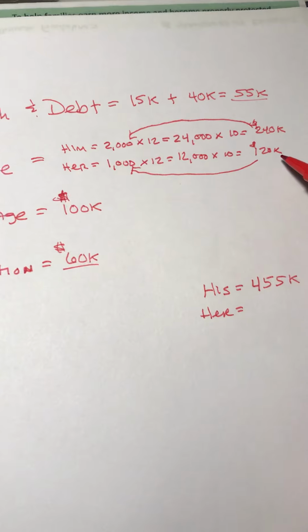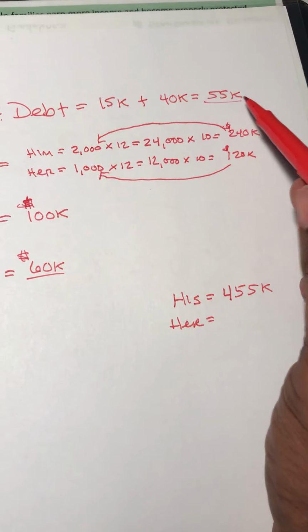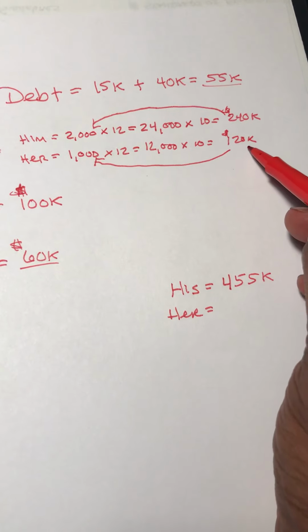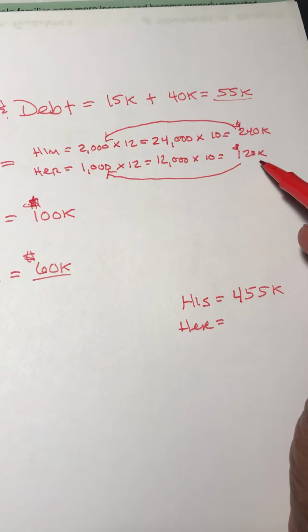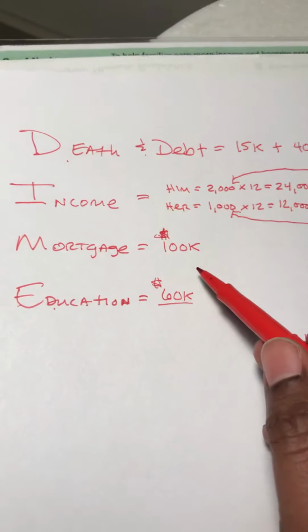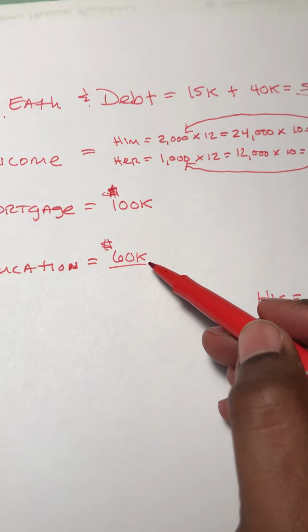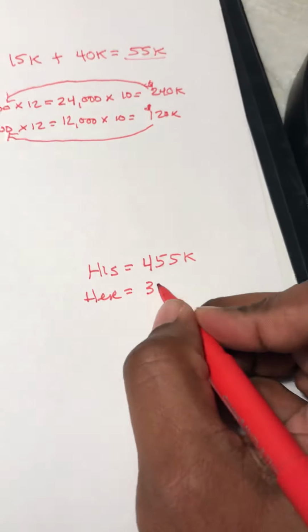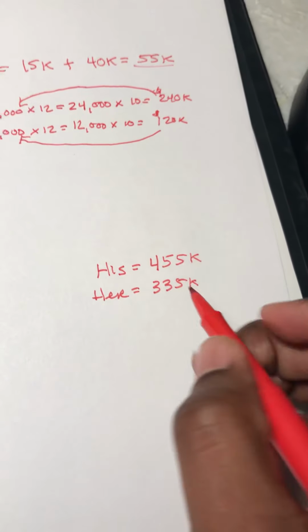Okay, so you just added up each column for him, and then you do the same thing for her. Okay, so we got 55,000 for the death and debt, 120,000 for income replacement, so that's 175,000, right? And then the 100,000 for the house is 275,000, and then the 60,000 for her, so that makes it 335,000 is her income need.